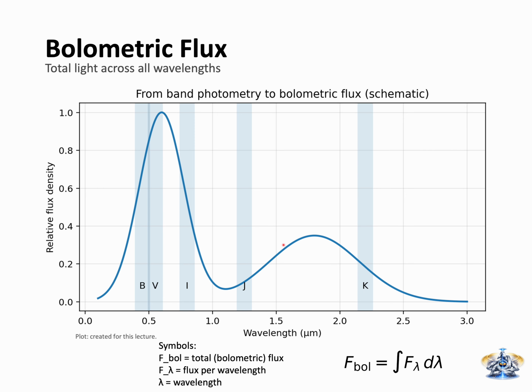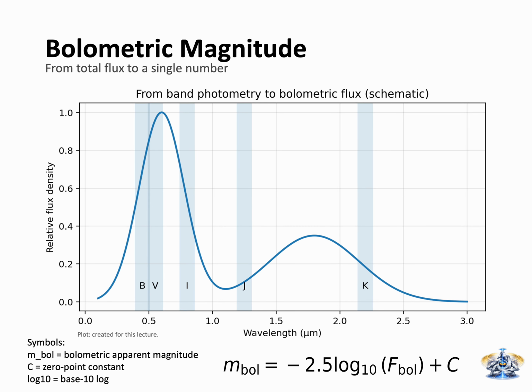This figure reminds you of a practical reality. We usually don't measure the full spectrum perfectly. We measure in bands, filters, and then reconstruct total flux using corrections. Once we have turned flux into a total, astronomers do their favorite thing, convert it into a magnitude. Bolometric magnitude is the magnitude version of the total flux.